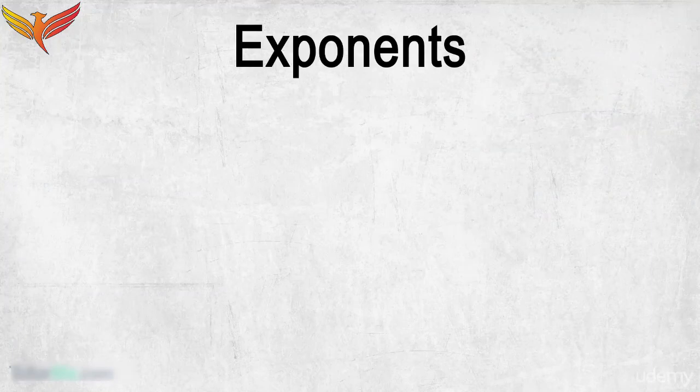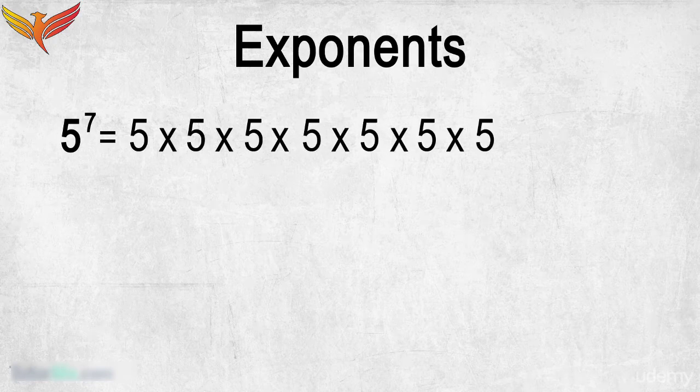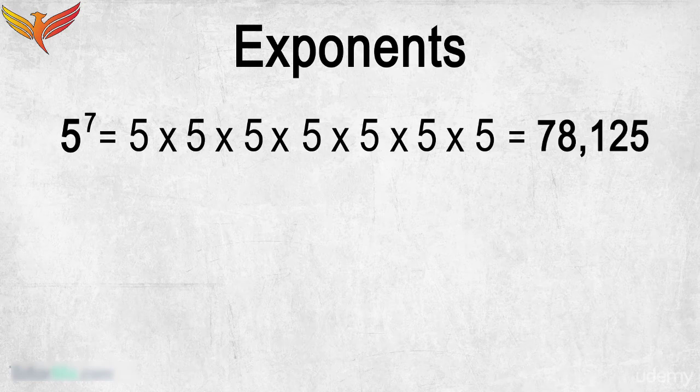Exponents are an abbreviated way of writing how many times a number is multiplied by itself. So 5 to the 7th means 5 multiplied by 5 7 times. Or to be technical, 5 times 5 times 5 times 5 times 5 times 5 times 5. Which, as you know, is 78,125.